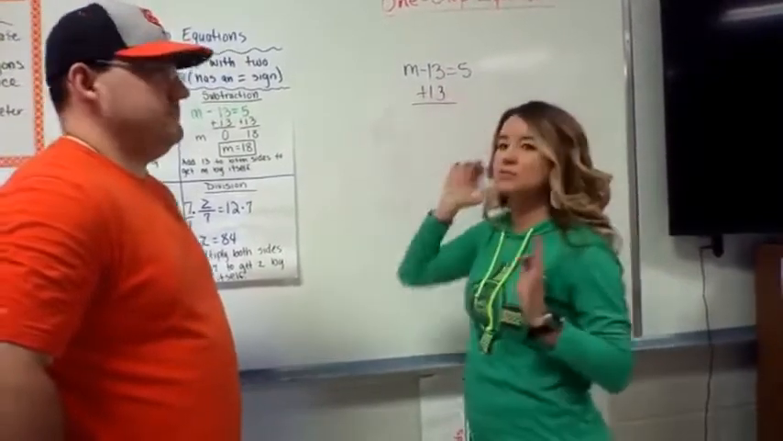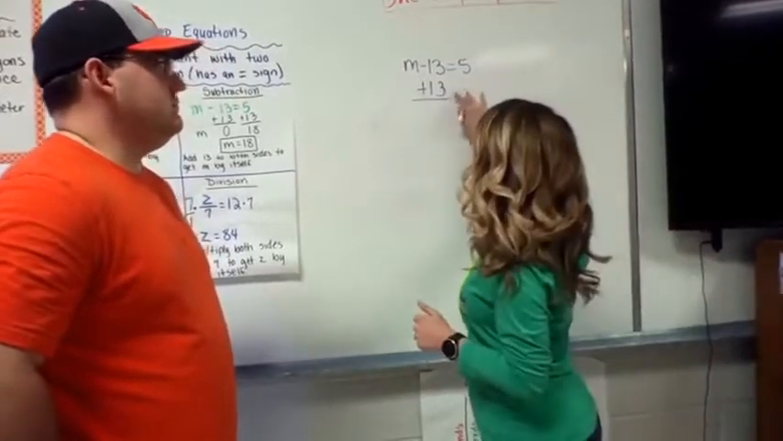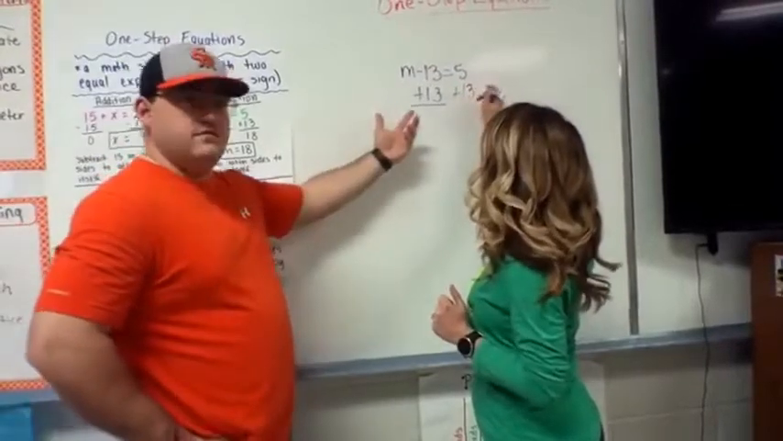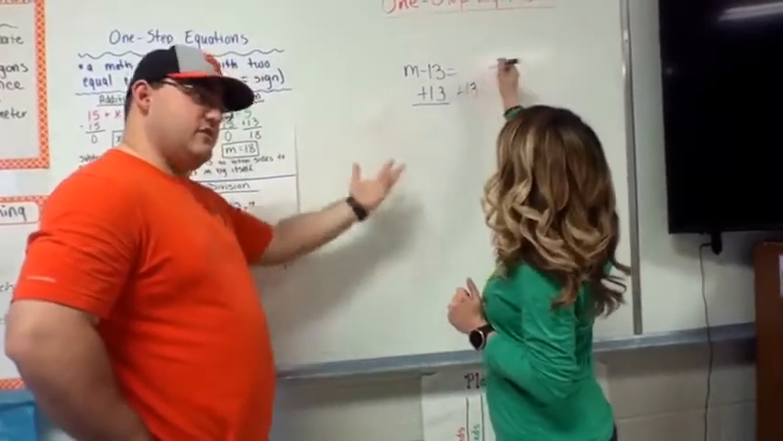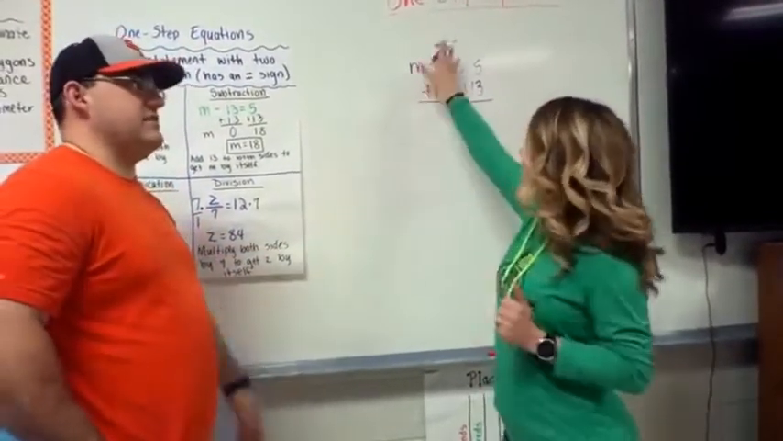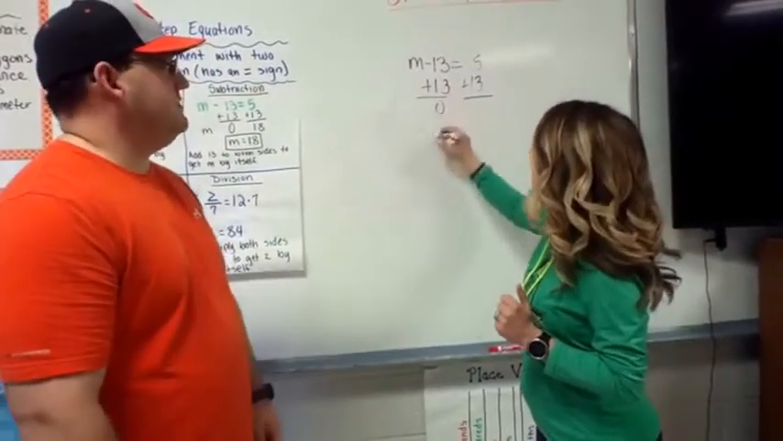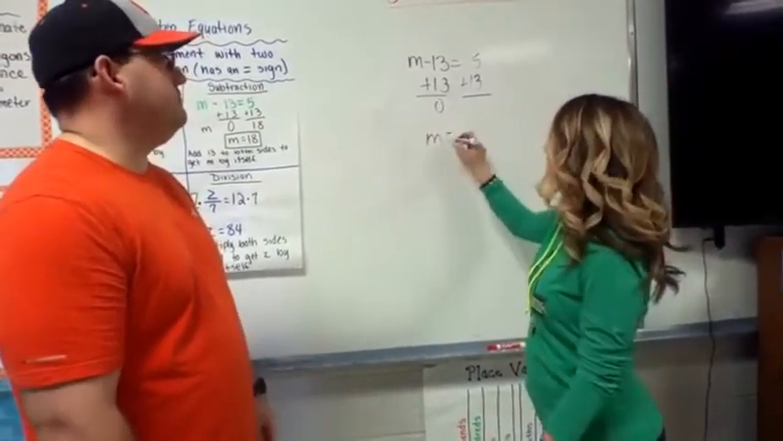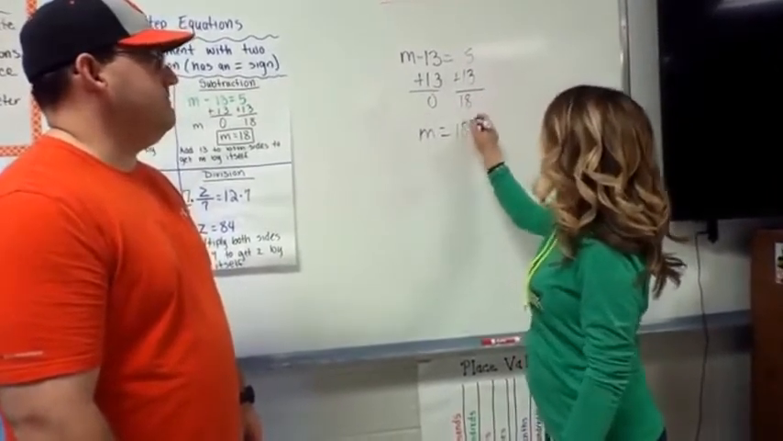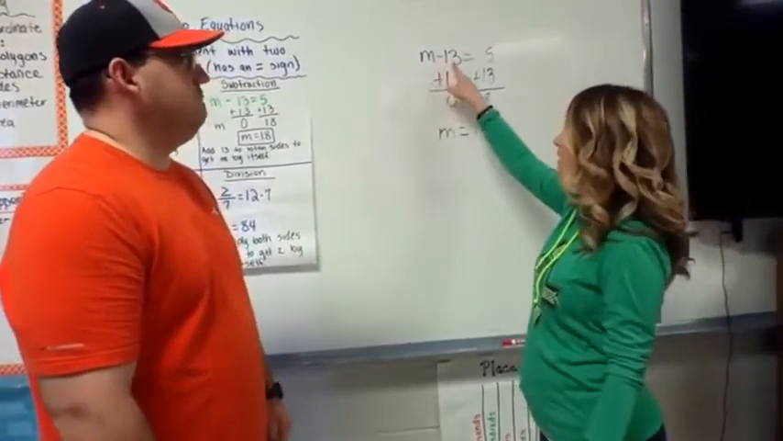Think back to those number lines when we were doing absolute value and getting rid of it that way. You could think of it as 0 pairs too. I have 13 negatives. What do I need to add in to get 0? 13 positives. What you do to one side, you have to do to the other because it's a balance. So on this side, all I have left is 0, so I have m, and then 5 plus 13 would be 18. So m equals 18. You should be able to do this one in your head. 18 minus 13.